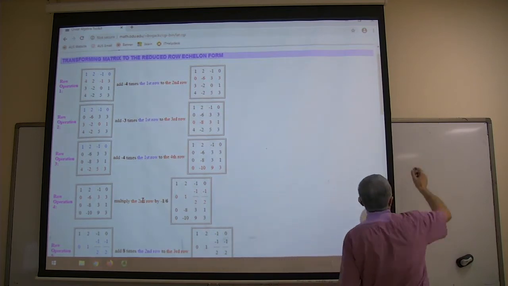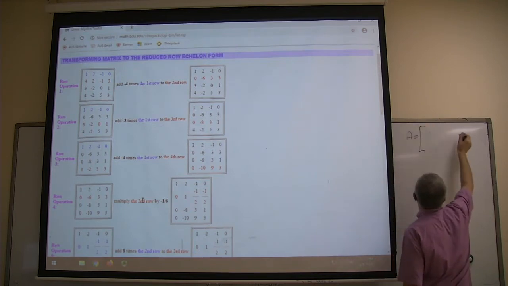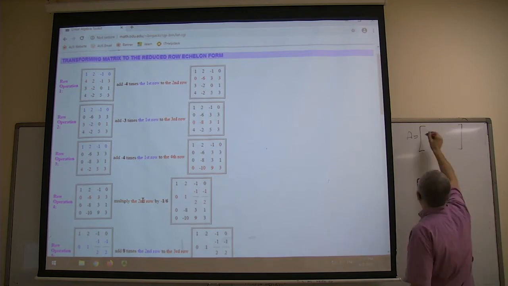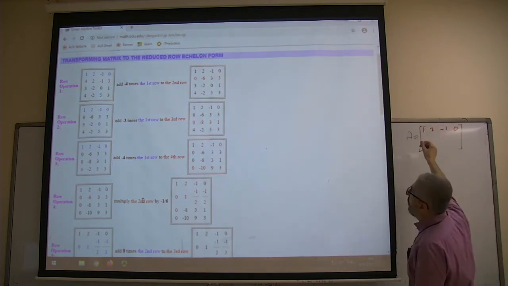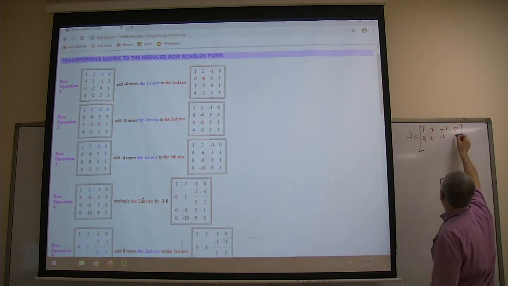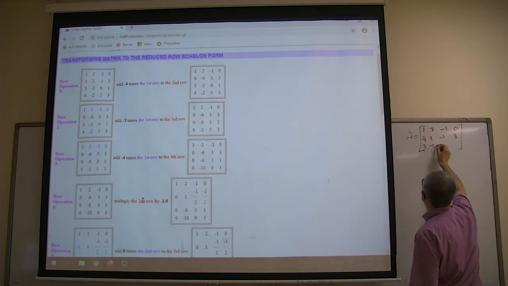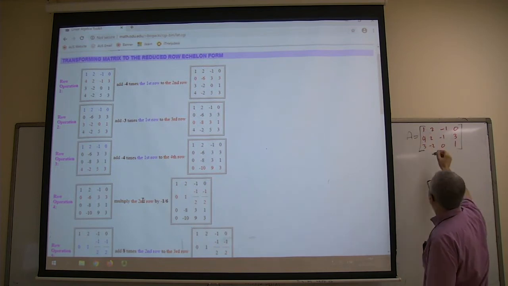So we started here with the matrix A. You have it. So the matrix is 1, 2, negative 1, 0. Then 4, 2, 4, 2, negative 1, 3. And then 3, negative 2, 0, 1. And 4, negative 2, 4, negative 2, 5, 3.